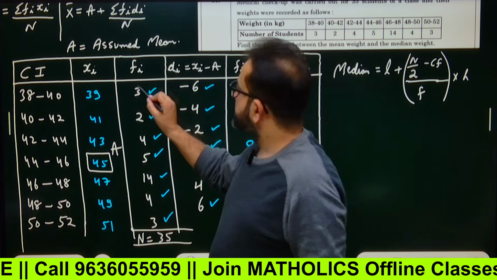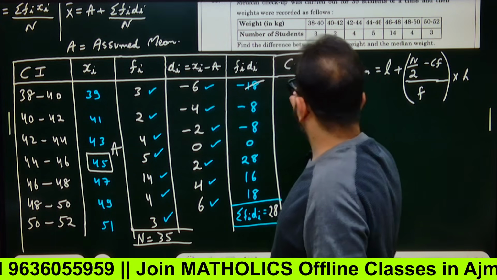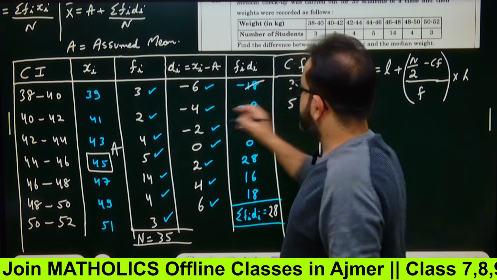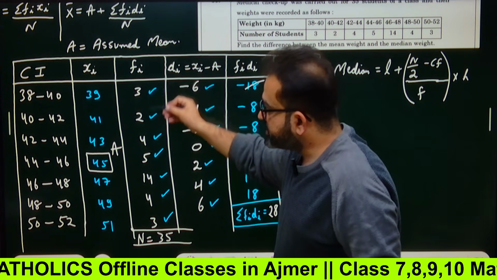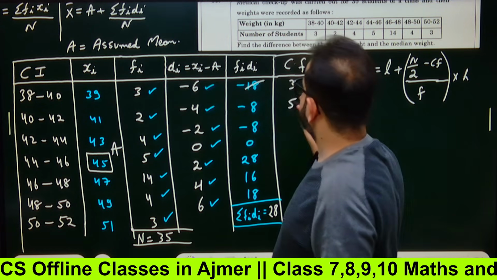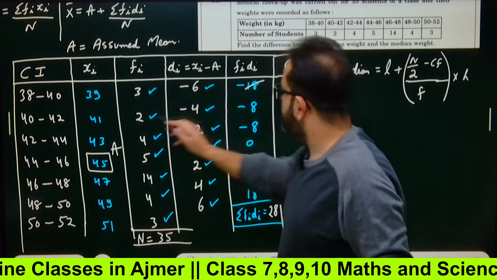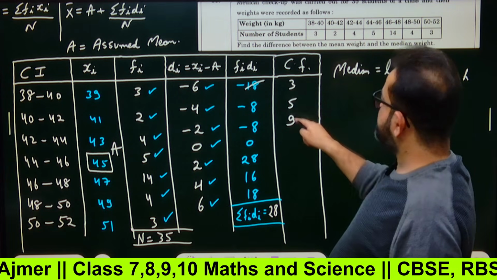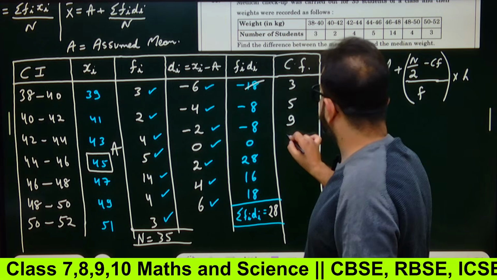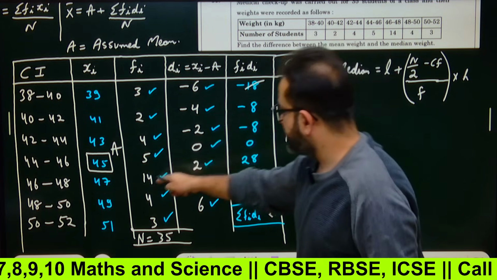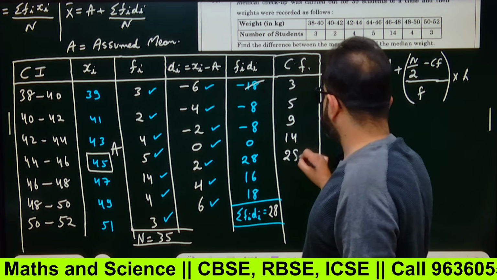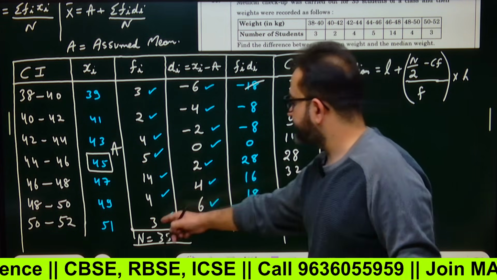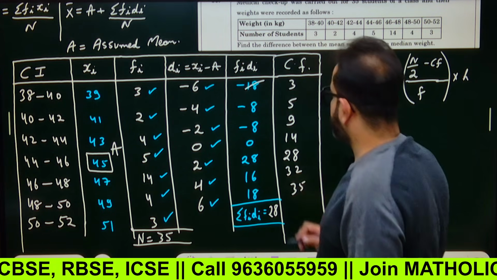So what is cumulative frequency? First is 3, you write 3. Another is 2, so 3 plus 2, 5. Next, you just keep on adding these frequencies. Then this 5 plus 4, it is 9. Then 9 added with 5, it will be 14. 14 added with 14, it will be 28. 28 added with 4, it will be 32. 32 plus 3, it will be 35.